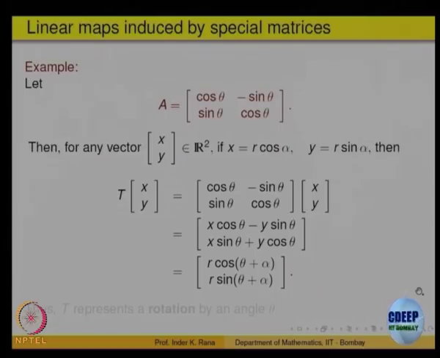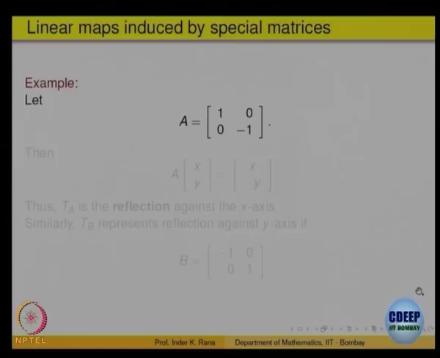Okay. Right. So, let us look at one more. So, this is rotation by an angle theta. Let us look at this matrix: 1 0; 0 minus 1. So, if I take a vector x y and multiply by this, what will happen?